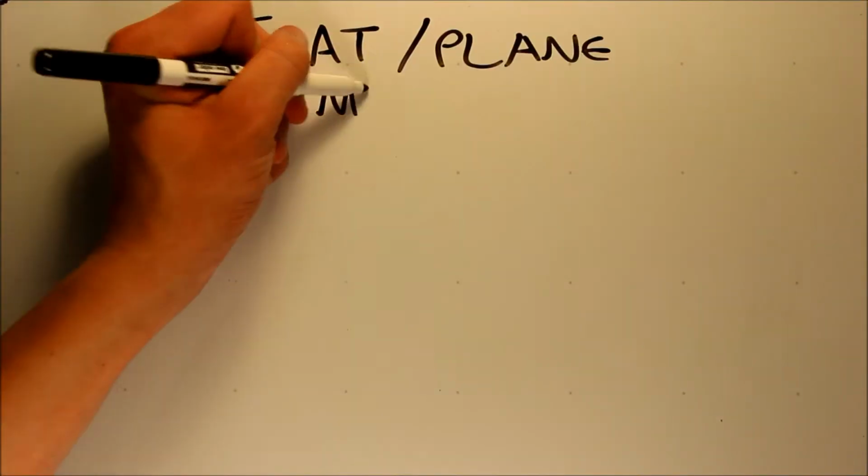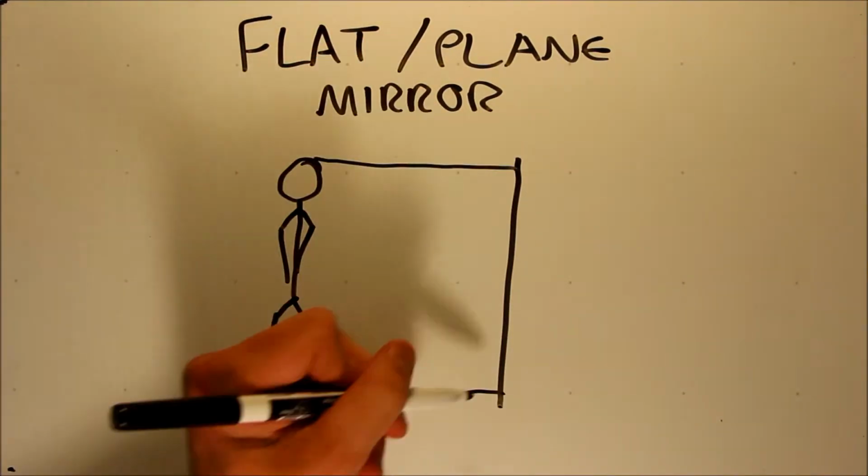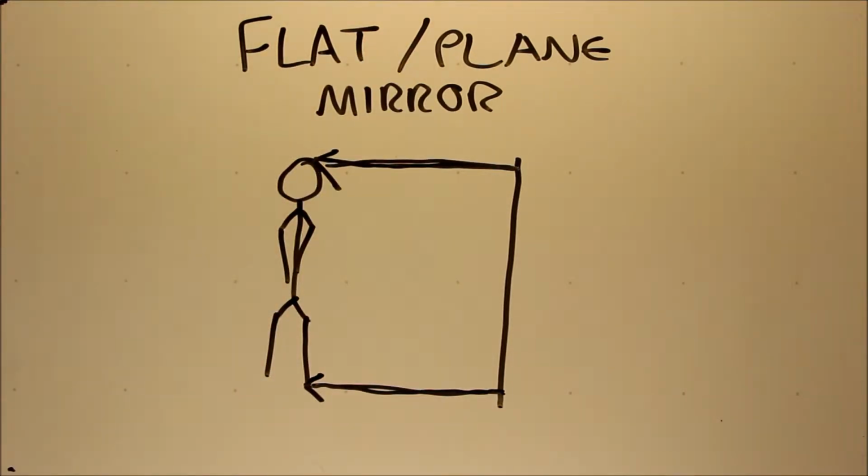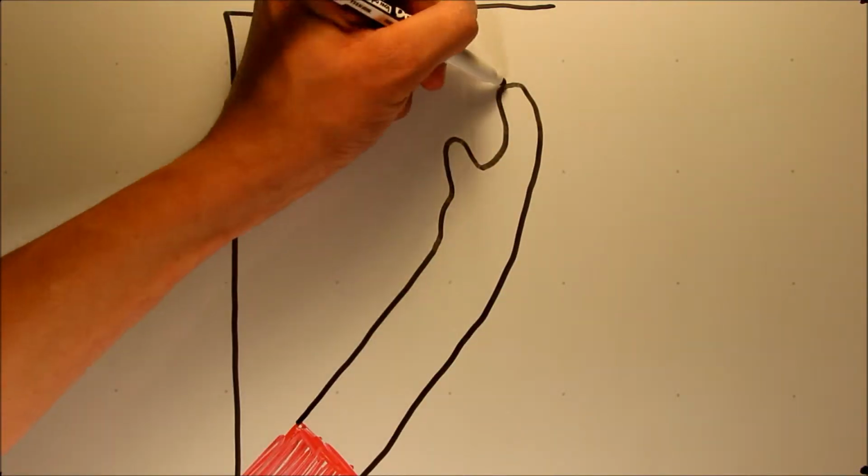Let's go a little bit more in depth with mirrors. First, flat mirrors. When you look into a flat mirror, your image is not distorted because the mirror lacks curvature. Because of this, any object that you place in front of the mirror will remain the same size regardless of the distance from the mirror.